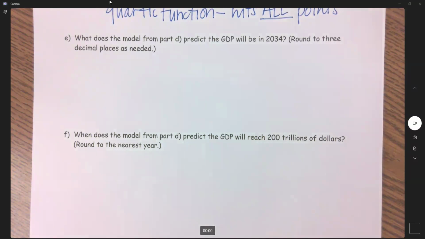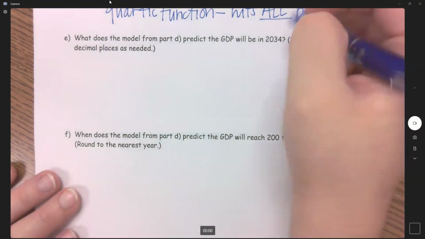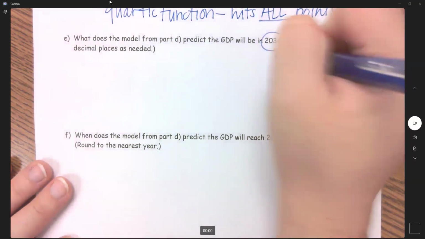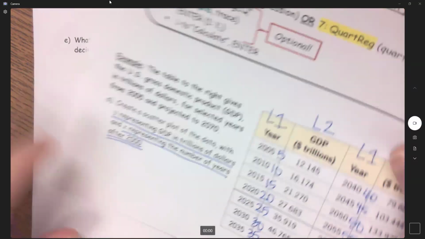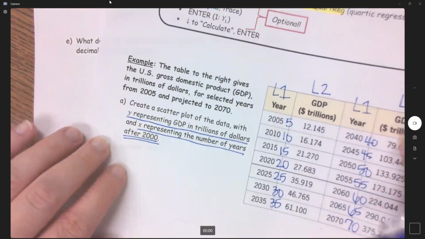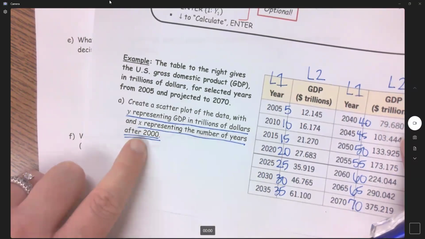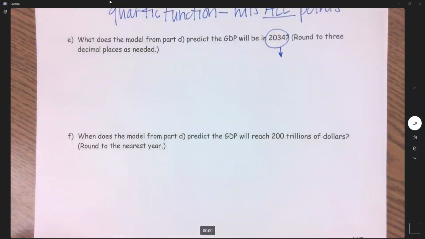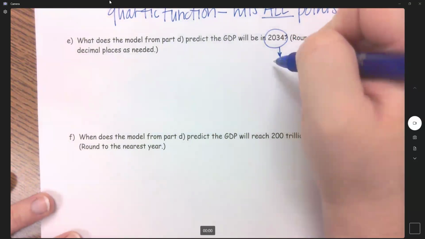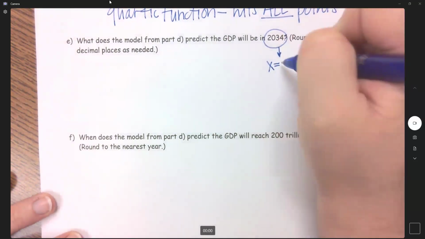It says, what does the model from part D predict the GDP to be in 2034? We're going to round to 3 decimal places as needed. So what is this representing right here? It told me at the beginning that X is represented by the number of years after 2000. So we're representing by X, and I need to know how many years after 2000 are we? And that's 34.